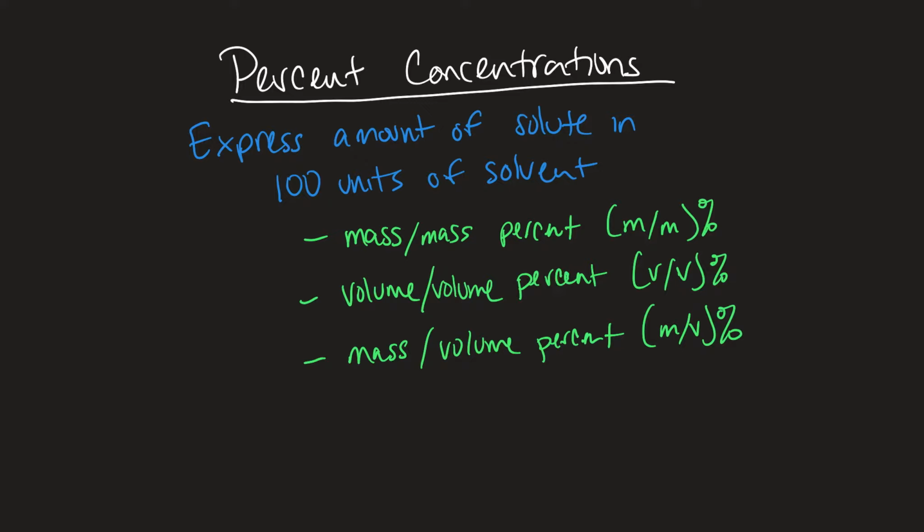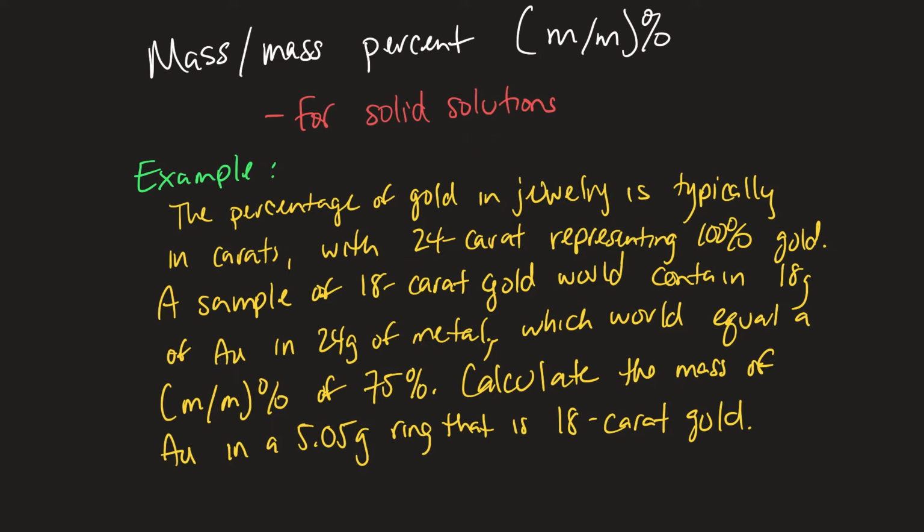First, we're going to talk about the mass percent. Mass percent is typically for solid solutions, where you have a solid solute in a solid solution. Mass percent is a good way for us to quantify how much of the solute, which is a solid, is in the solvent, which is also a solid.